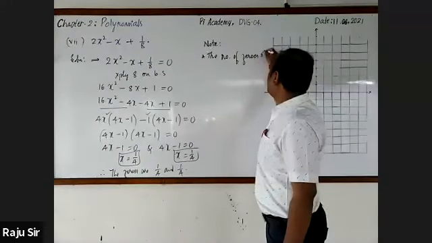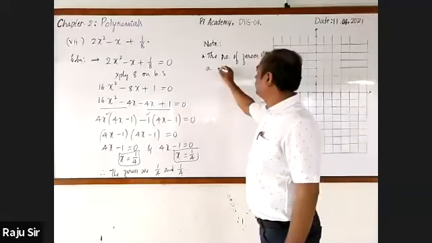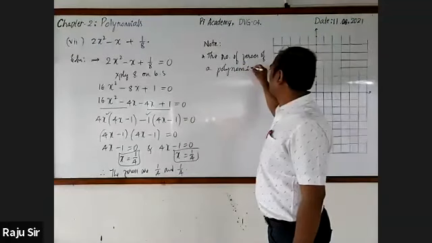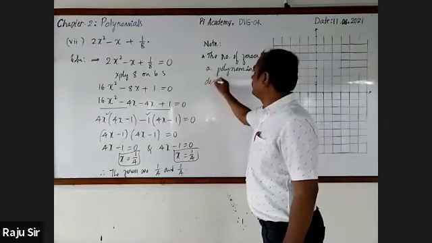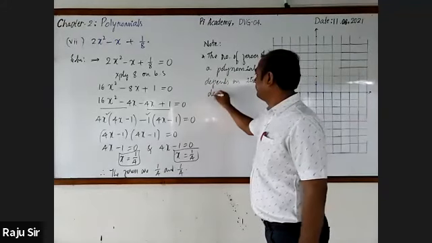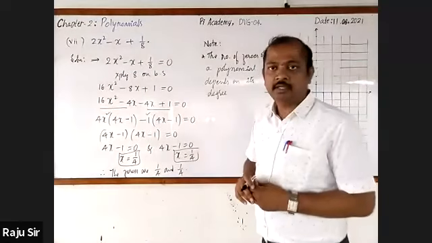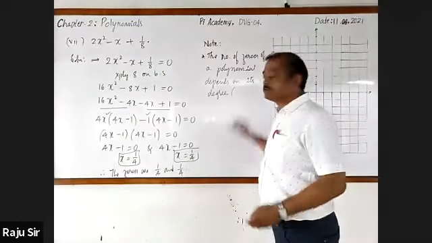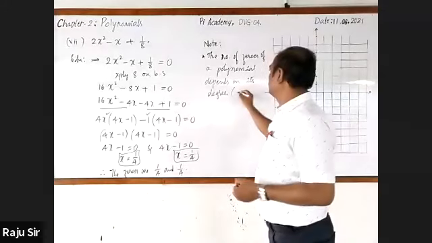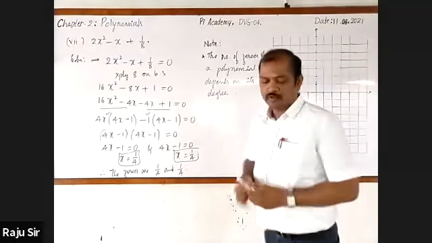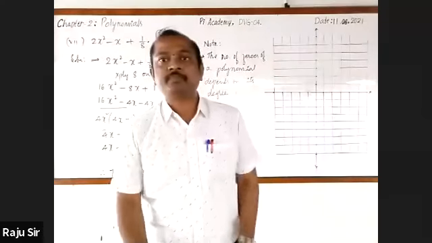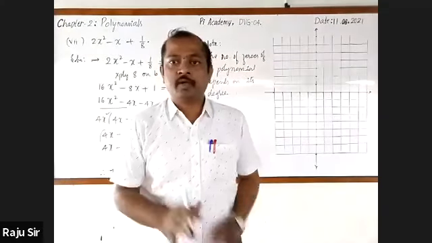the number of zeros of a polynomial depends on its degree. And please do remember, those zeros may be equal or distinct. Okay, this much is enough.